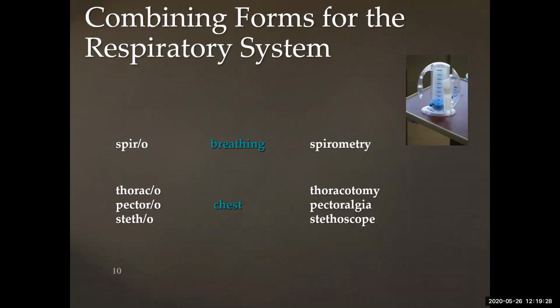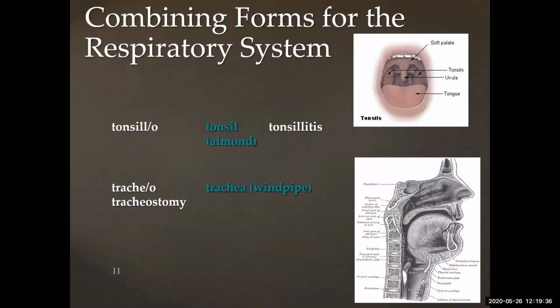Thoraco, pectoro, stetho are all chest. So thoracotomy, making an incision. Pectoralgy, pain, and stethoscope, where we're going to measure, listen. Tonsillo is a tonsil, almond-shaped little guys. Inflammation of the tonsils, tonsillitis, is common, especially in childhood. So they might have a tonsillectomy to remove them.